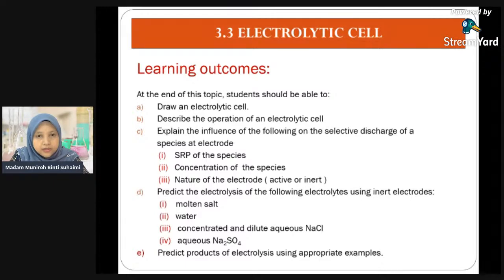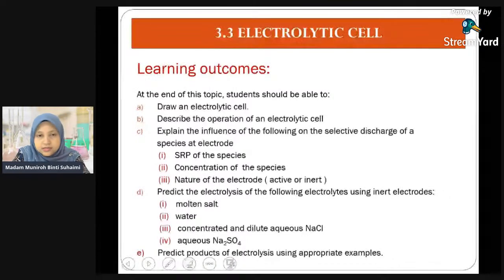Students should also be able to predict the electrolysis of the following electrolytes using inert electrodes. We have electrolysis of molten salt, electrolysis with water, and concentrated or diluted solutions, and we predict the products of electrolysis using appropriate examples. Okay, we go to the next slide.